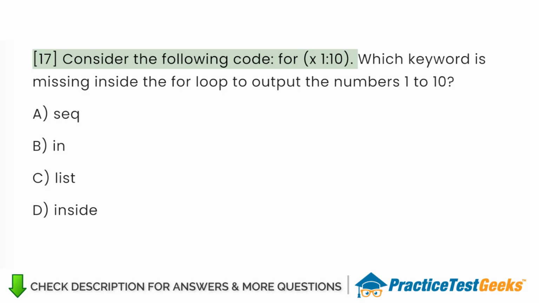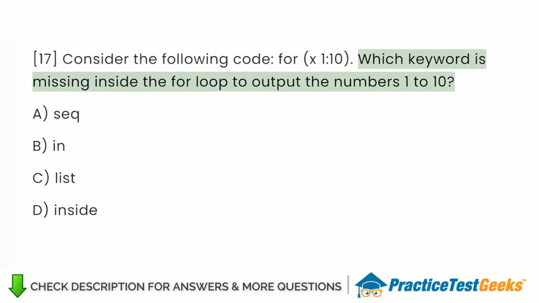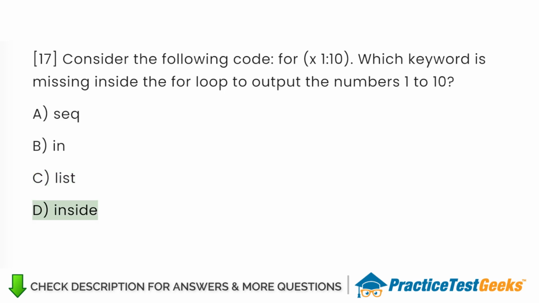Consider the following code. for (x in 1..10). Which keyword is missing inside the for loop to output the numbers 1 to 10? A. Seek. B. In. C. List. D. Inside.